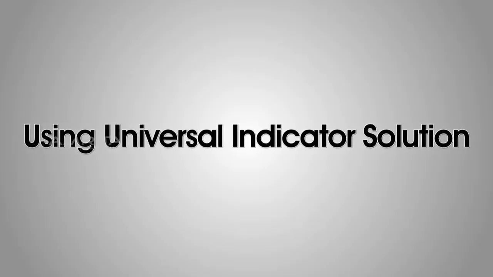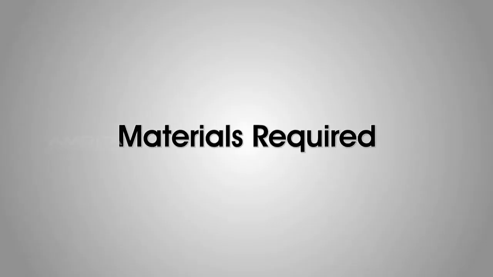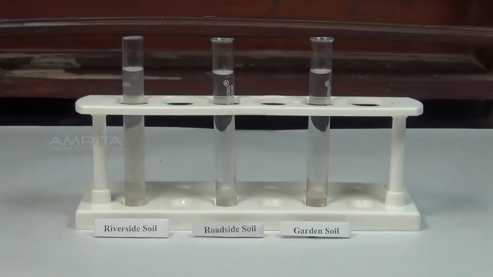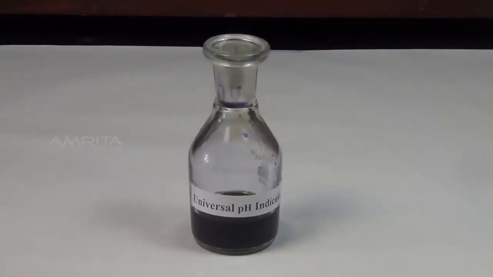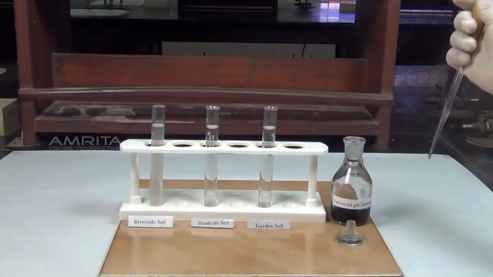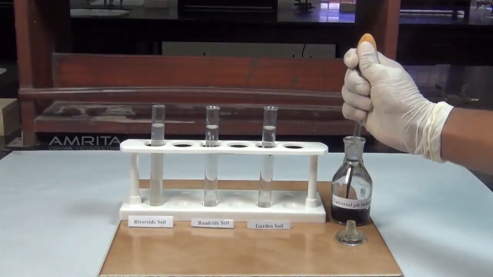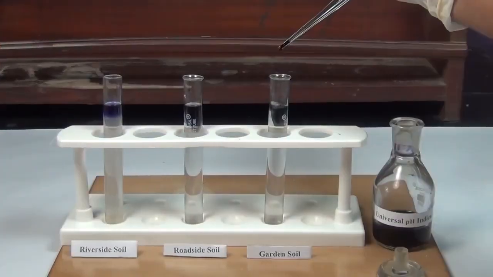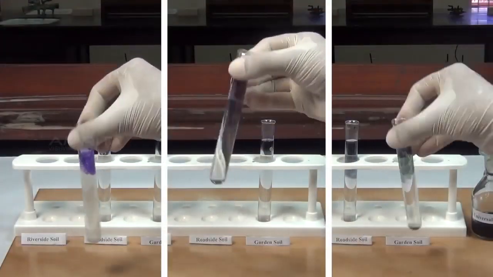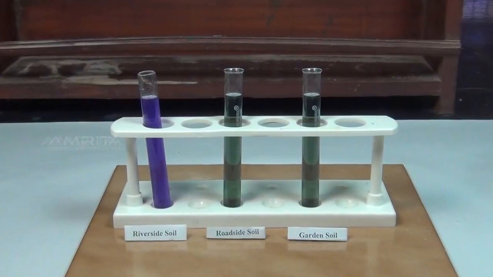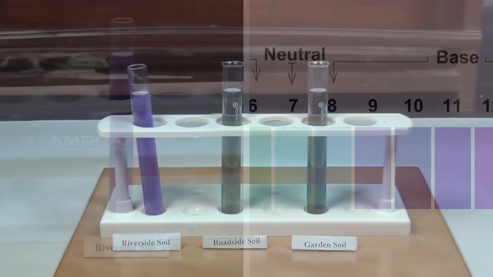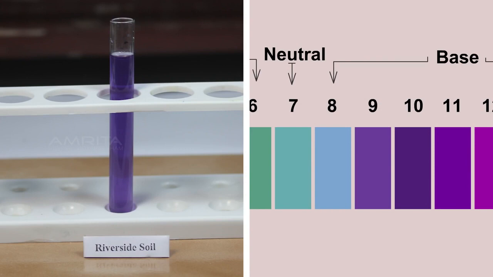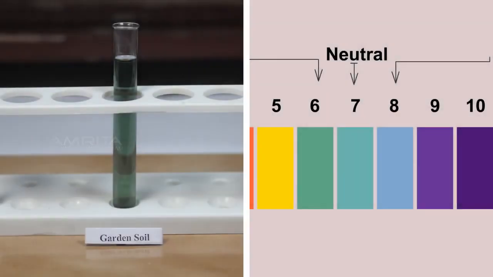Using universal indicator solution. Materials required: soil solutions, dropper and universal pH indicator solution. Procedure: using a dropper, take some universal indicator solution. Put some indicator solution into the test tube that contains soil sample. Shake the solution to mix it well. Note the color developed and compare it with the color chart. We can observe that riverside soil has pH 9 and garden soil and roadside soil have pH 7.